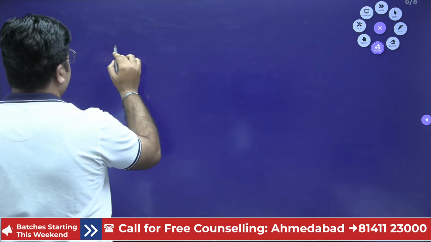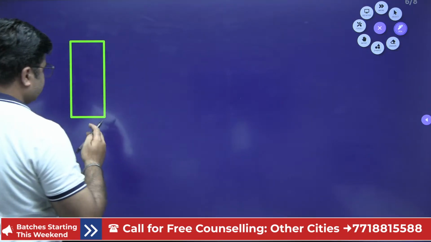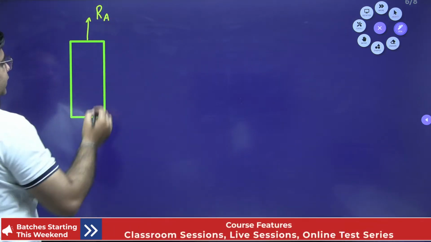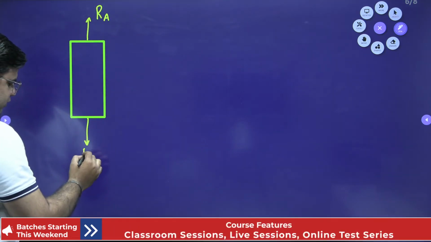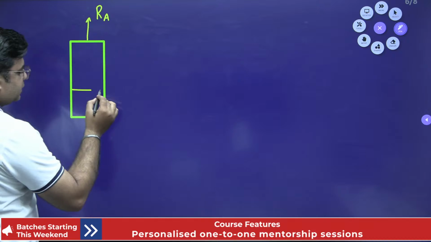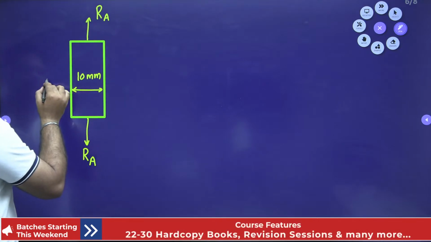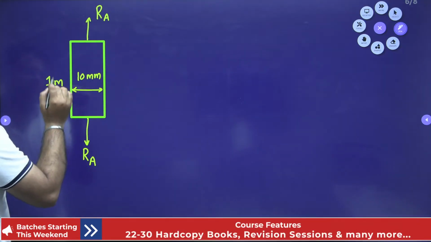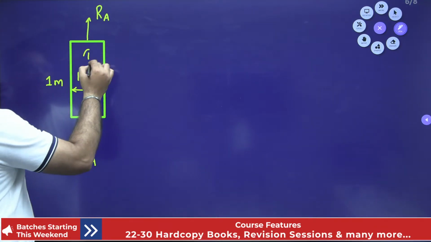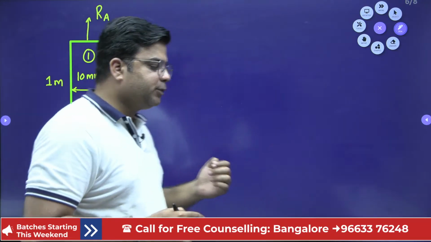So this is my first member. For this member, I have one support reaction RA acting like this, right? So the same RA will be acting downwards in order to keep this in equilibrium. The diameter of this member is 10 mm and the length of this member is 1 meter, right? So the total load acting in this member 1 is RA. So the deformation in this member 1 will correspond to this load RA.